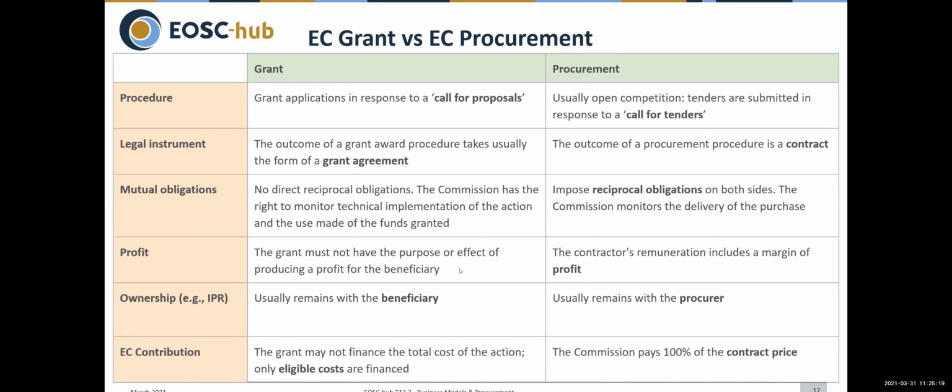In grants, profit is not supposed to be the case, while in procurement, the contractor may include a margin of profit. Regarding ownership and IPR, usually this remains with the beneficiary in grants, and usually this remains with the procurer in procurement, although there are also some other recent directives, especially for SMEs, that came to our attention lately. And then regarding EC contribution, in procurement the Commission pays 100% of the contract price, while in grants this may not always be the case. Of course, there may be grants funded also 100%.